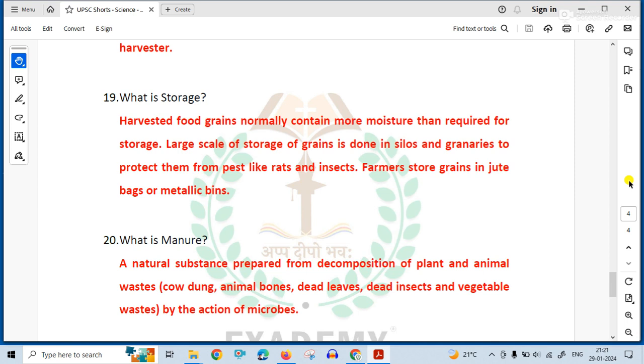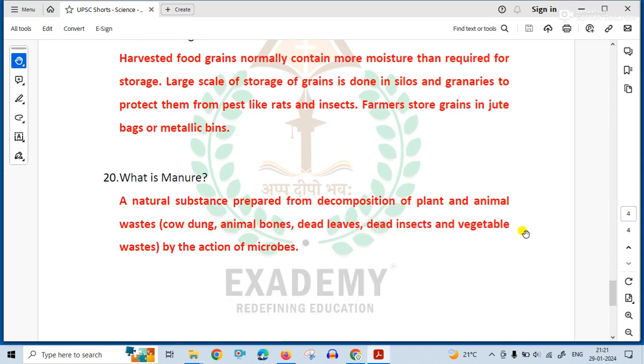What is manure? A natural substance prepared from decomposition of plant and animal wastes, cow dung, animal bones, dead leaves, dead insects, vegetable wastes by the action of microbes.